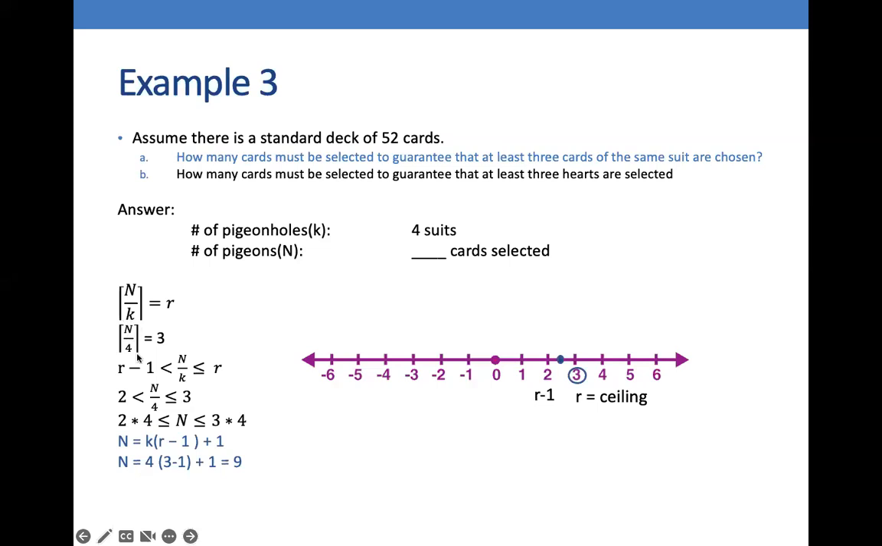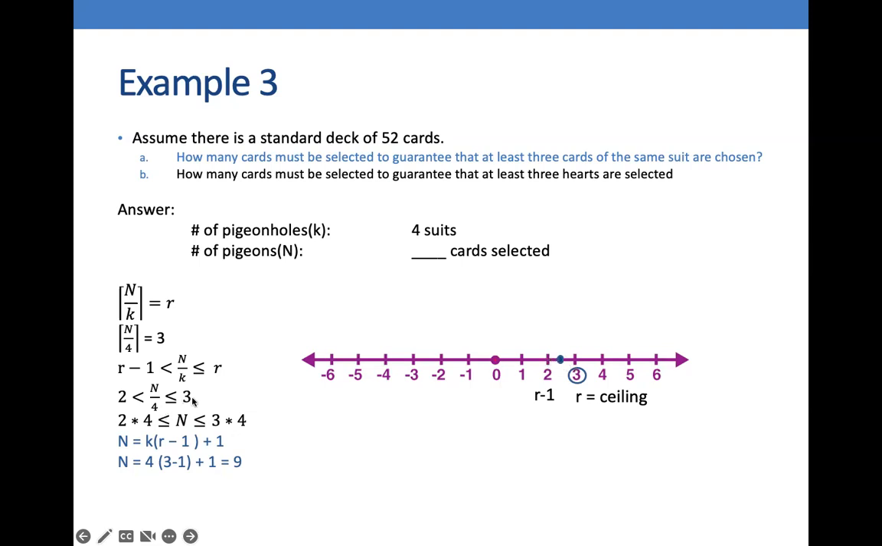So now, the ceiling of n over 4 must be equal to 3. Okay, and so n over 4 is less than or equal to 3, and must be greater than 2. Again, we have this restriction wherein n over k must be greater than r minus 1, but not equal to r minus 1. Okay, so we have n over 4 less than or equal to 3. It must be between here, your n over k, but not including this 2.